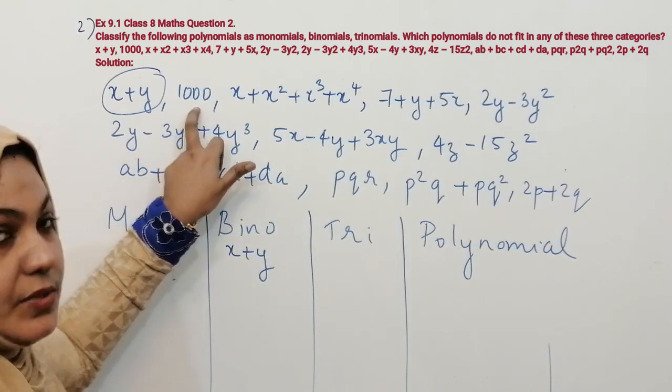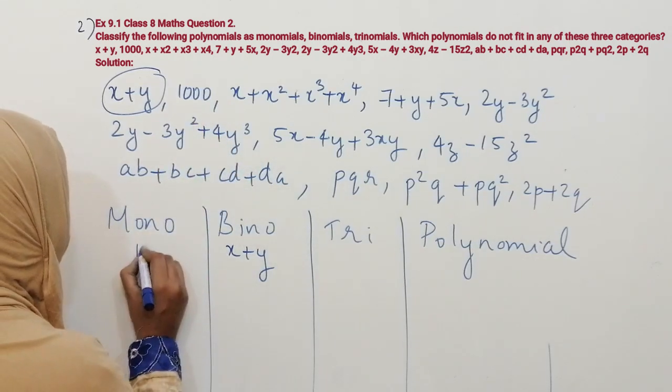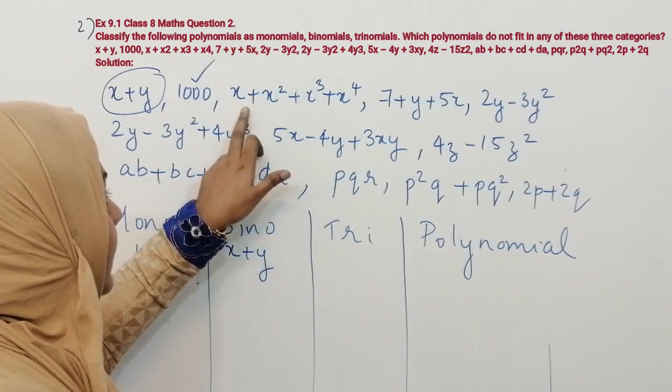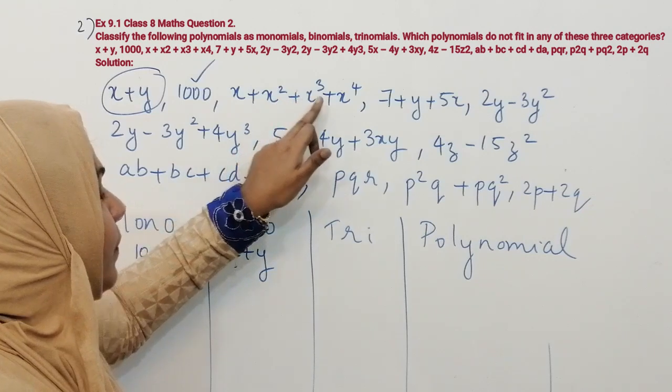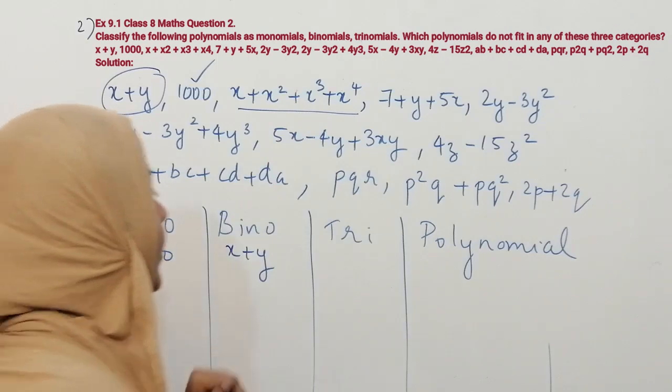So next one is 1000. You know that it contains only one term. So it's under monomial. The third one is x plus x square plus x cube plus x raised to 4. It has four terms. So it's under polynomial.